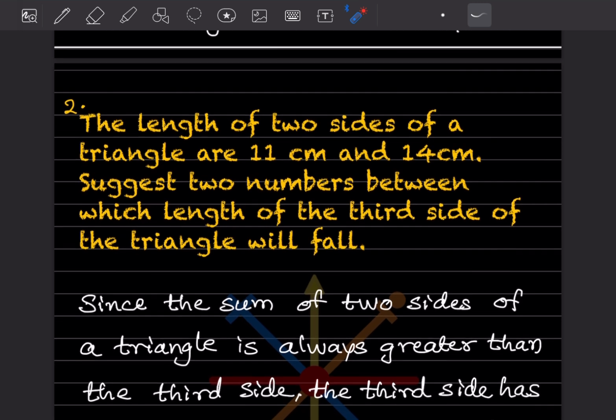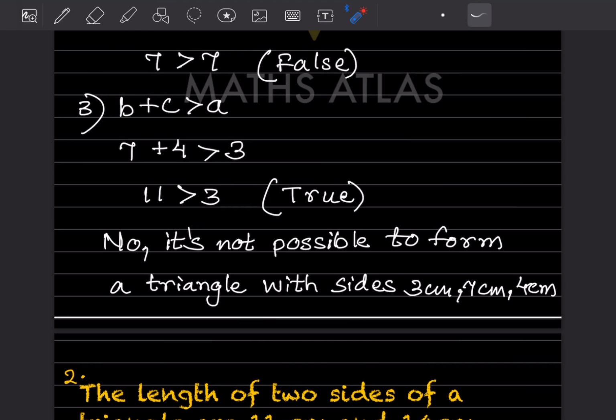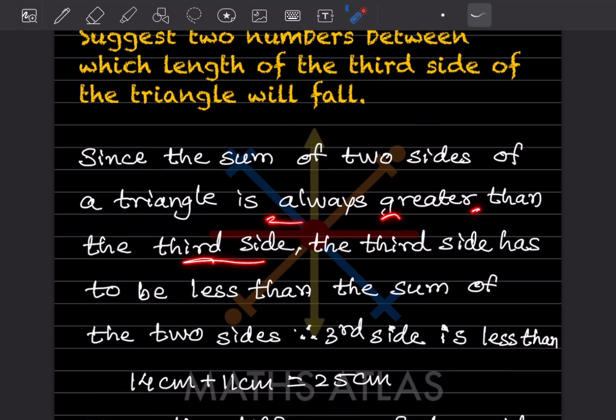In the next one, the lengths of two sides of a triangle are 11 centimeter and 14 centimeter. Suggest two numbers between which the length of the third side of the triangle will fall. Now here, one side is 11 and the other side is 14. Since the sum of two sides of a triangle is always greater than the third side, the third side has to be less than the sum of the two sides.